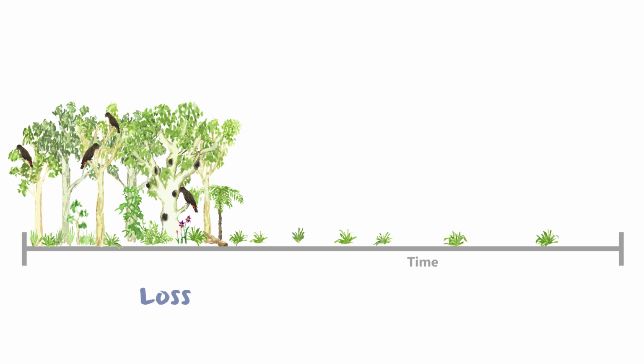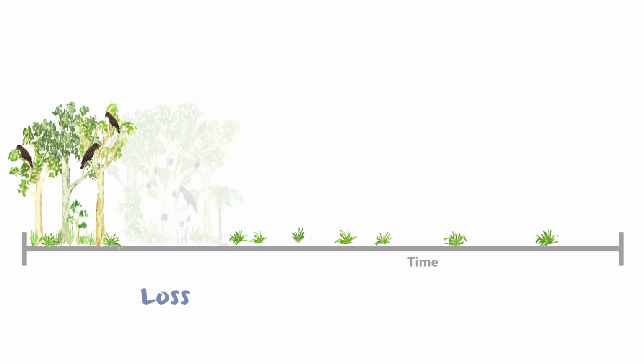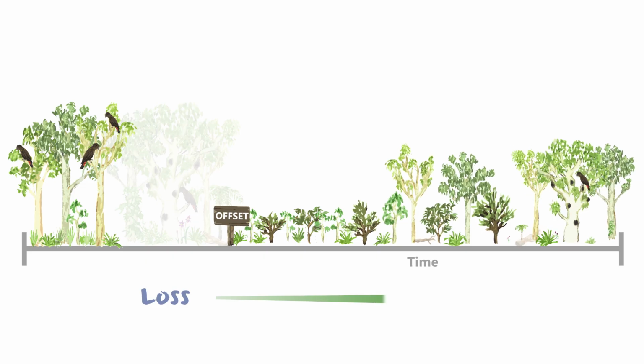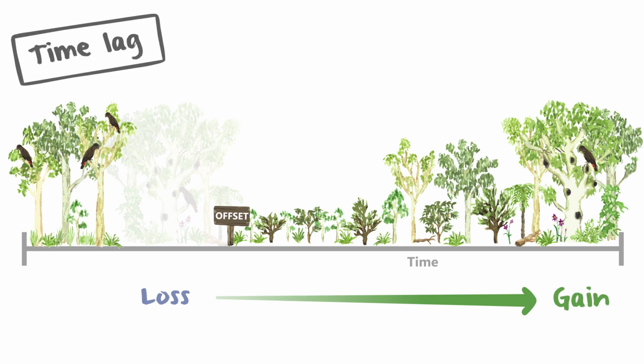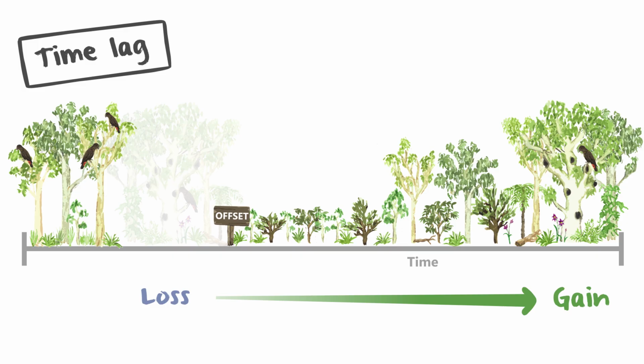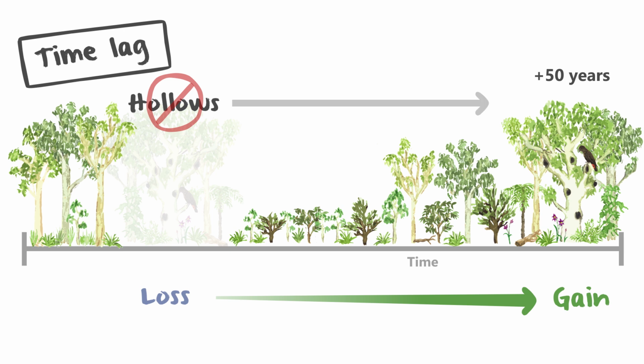Second, unlike losses, which are usually immediate as the development occurs, some offset gains take a long time to develop. The difference between when losses happen and the time at which gains have been achieved is called a time lag. An offset that creates a benefit now is much more valuable than one that, say, only creates a benefit in 50 years' time. And this is for many reasons. For example, the loss of habitat for a threatened species could increase its risk of extinction in the short term, even if in the far future that habitat will be replaced.